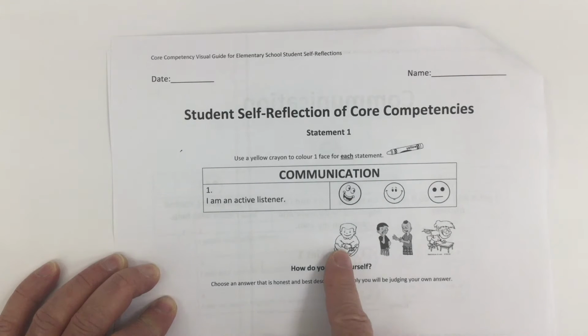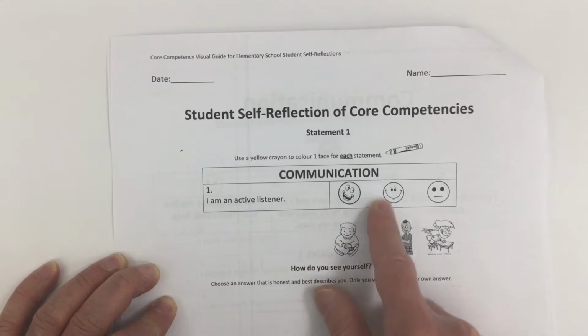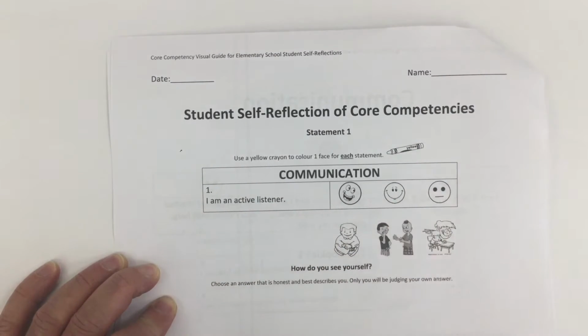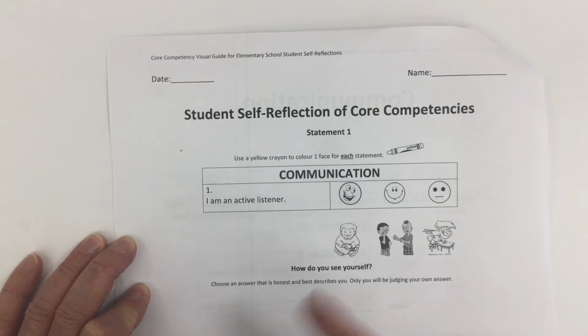There's little black and white clip art images. In this case, I'm an active listener, so a good listener, someone a bit distracted, and somebody doing the distractions. And the little question that's asked for each statement: how do you see yourself? Choose an answer that's honest and best describes you. Only you will be judging your own answer.